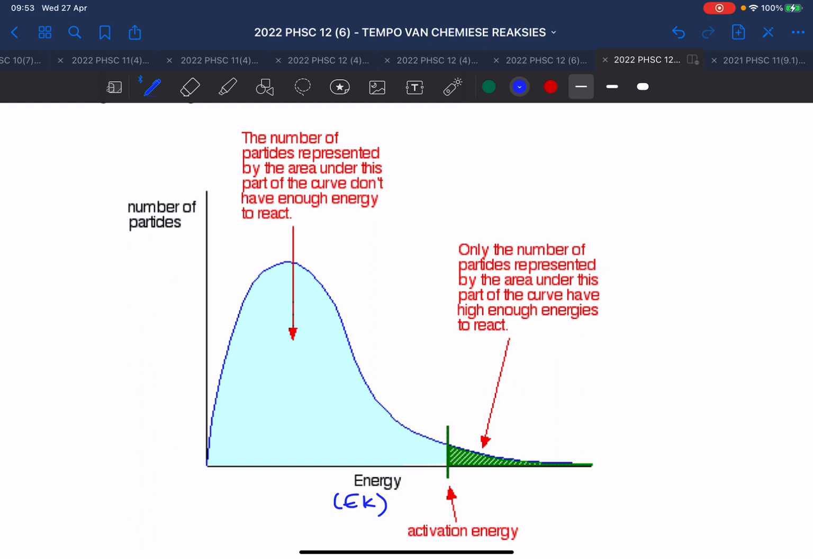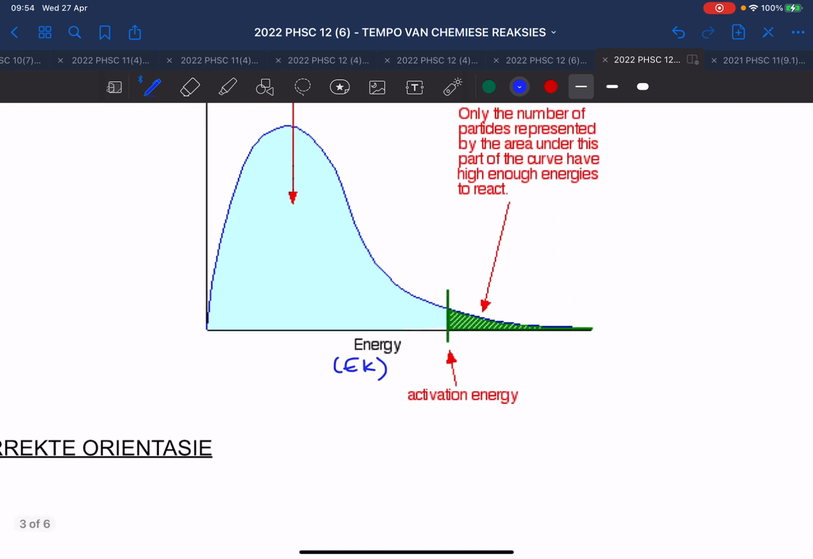Okay, now let's get back to science. It is the energy. This cut-off line is the activation energy. What is the activation energy again? The definition. Steek jou hand op. Vir 'n sweetie.